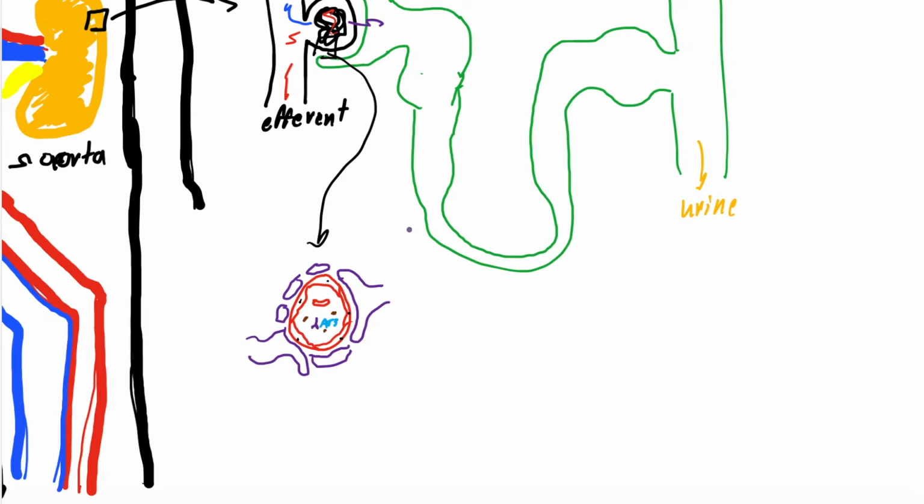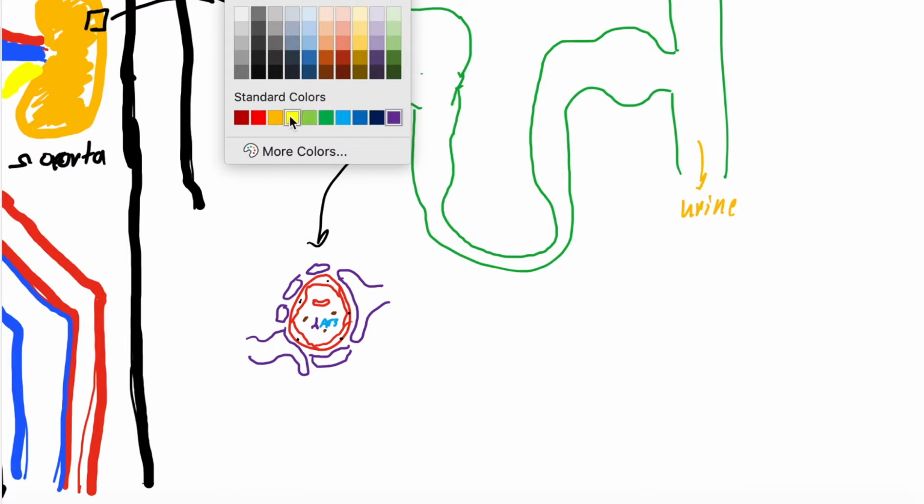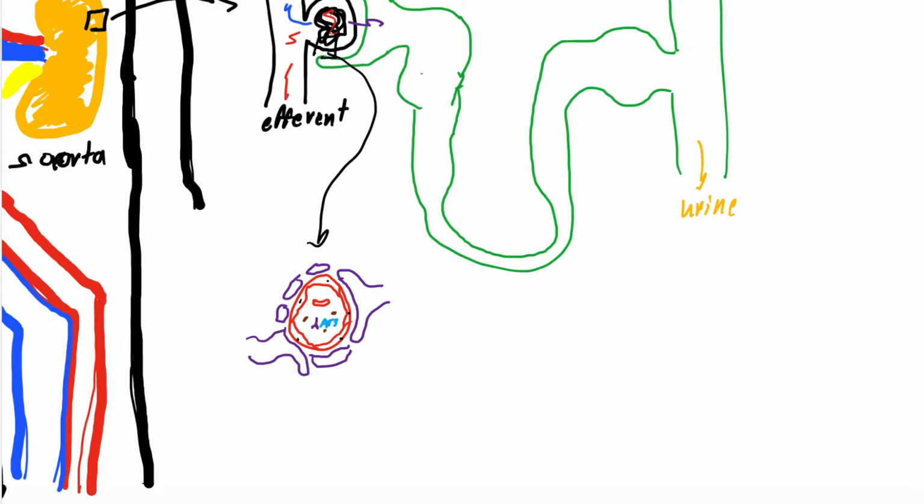Well, what happens in nephrotic syndrome? In nephrotic syndrome, depending on the cause of it, there's an injury to these podocytes, right? These purple things are podocytes. And these podocytes sustain an injury. And when there's an injury to them, those tight junctions start to get looser.